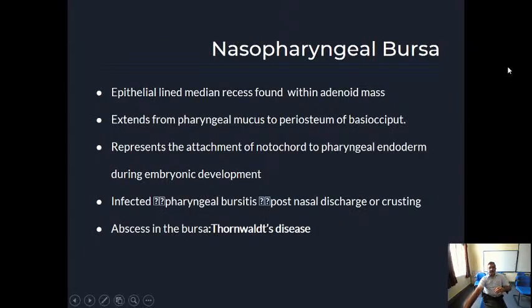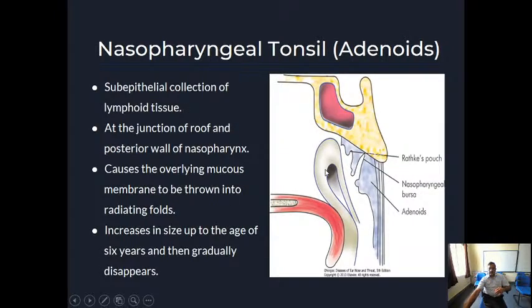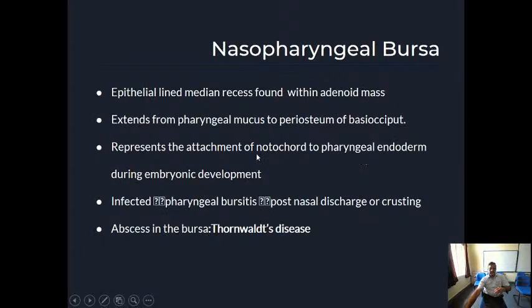Now, the nasopharyngeal bursa, as I told you, is in relation to the attachment of the notochord in the pharyngeal endoderm. And if this bursa gets infected, it becomes bursitis and abscess formation, and this is called Thornwaldt's disease. Thornwaldt's disease. This is embedded in the adenoid mass itself.